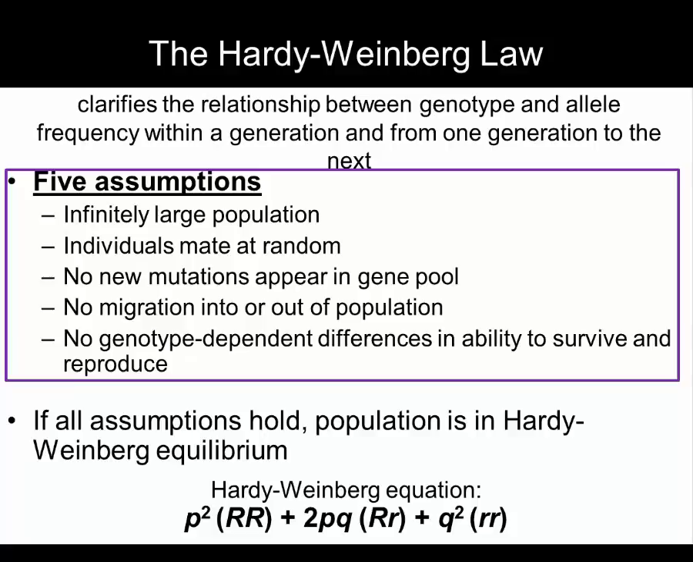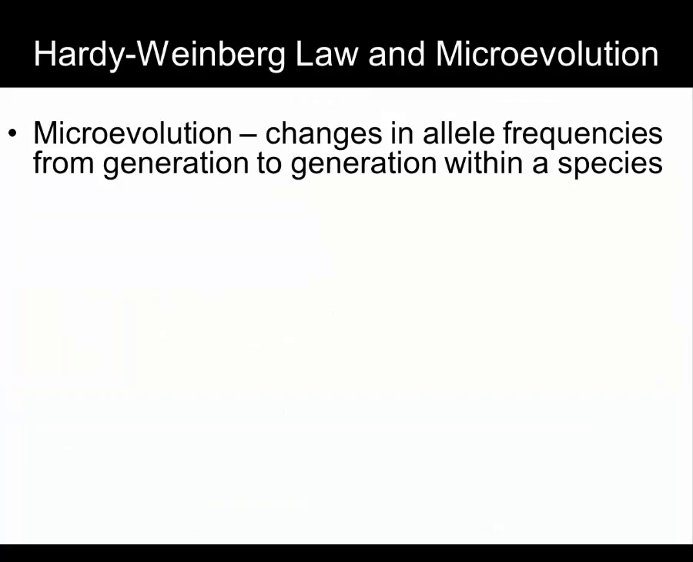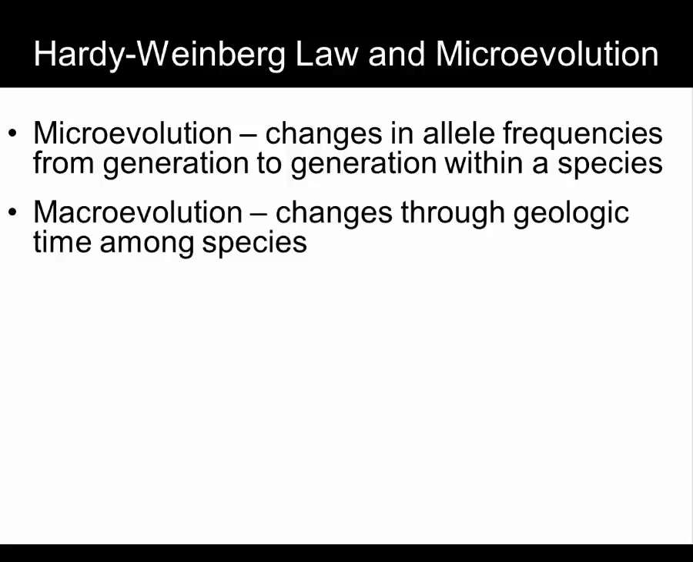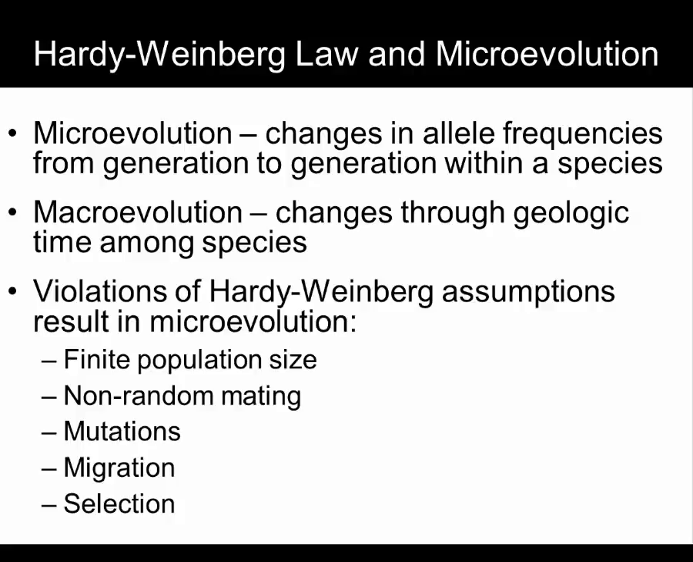But today, we're going to start talking about what happens with major violations of these assumptions. Such violations will change allele frequencies from generation to generation within a species. This is called microevolution. Macroevolution, or changes among species, is simply the accumulation of such smaller events over geologic time. We are going to focus on how violations of Hardy-Weinberg assumptions lead to microevolution. Over the next few lectures, we'll discuss the effects of small populations, non-random mating, mutations, migration, and selection. Today, our main focus will be on selection.